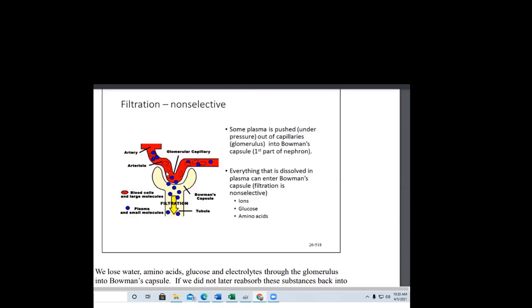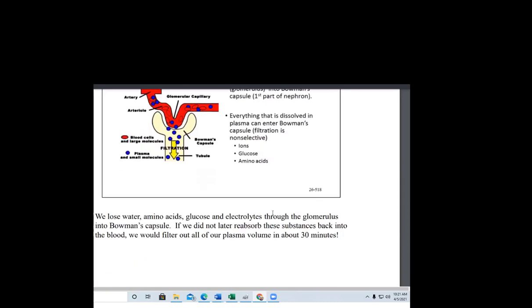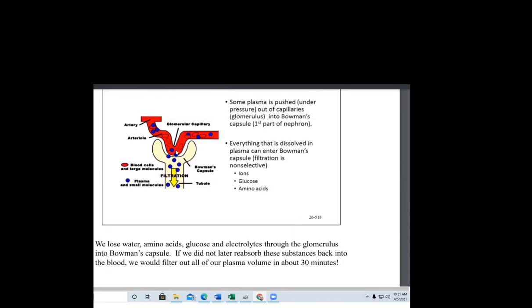So anything that's dissolved in plasma from our digestive processes can enter into the Bowman's capsule. So ions, sugar, glucose, the simplest form, is small enough to fit through these holes, and amino acids are very small portions of proteins that can enter into this filtrate. But again, we don't want to get rid of this stuff. So we're going to reabsorb this right back to the blood later on down the piping network. And there's so much fluid entering into Bowman's capsule that's reabsorbed back to the blood that if we didn't reabsorb it, we would pee away our entire plasma volume in 30 minutes.